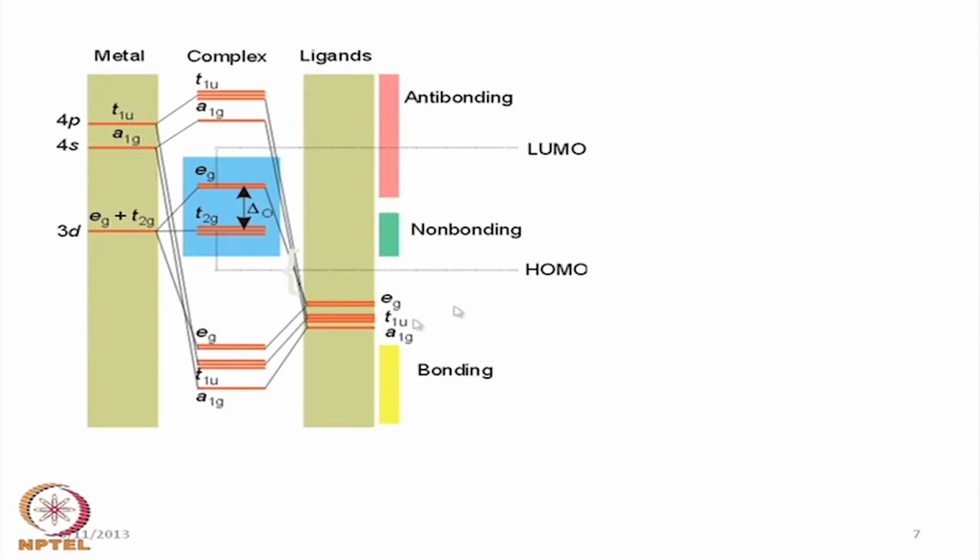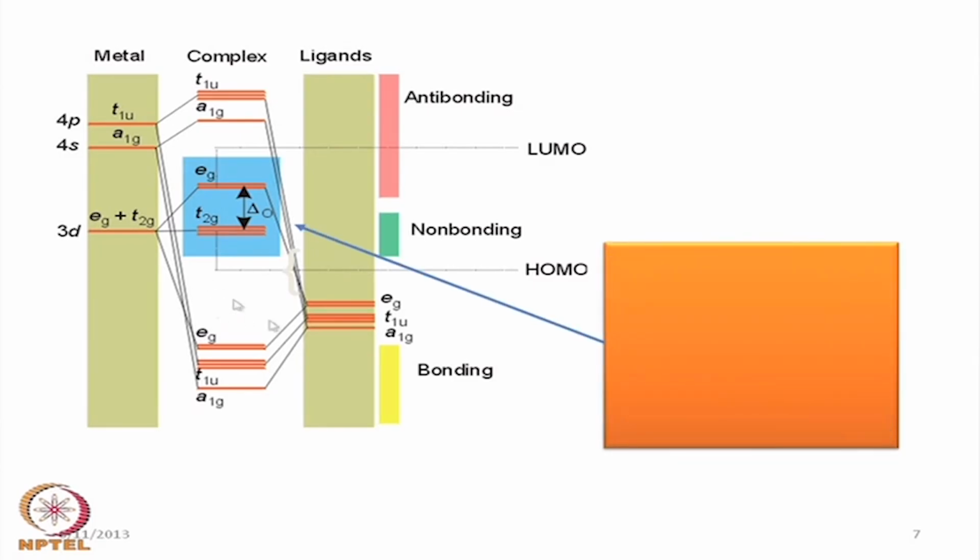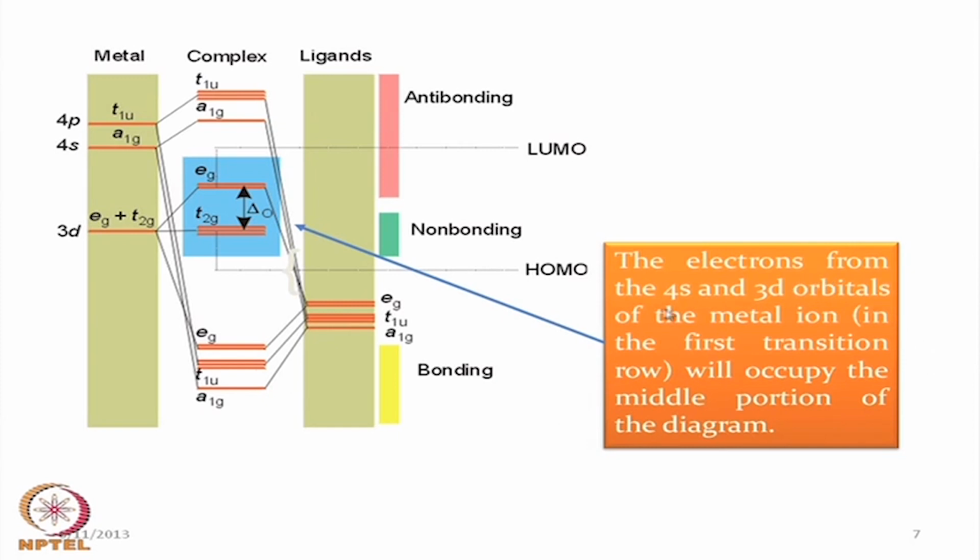So, we have basically leveled the entire part for this donor and the acceptor level, and we have filled this particular level with the 12 electrons from the ligand side, and the electrons from the 4s and 3d orbitals of the metal side in the first transition row will occupy this middle portion of the diagram. When we consider the Eg and T2G level, it is the 3d electrons, not 4s only. There is a 4s also, but the 4s is of higher energy. It is the 3d level of electrons which will occupy these levels.